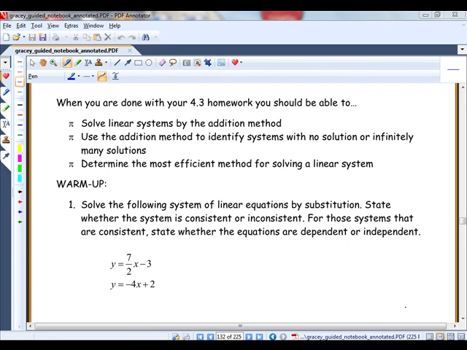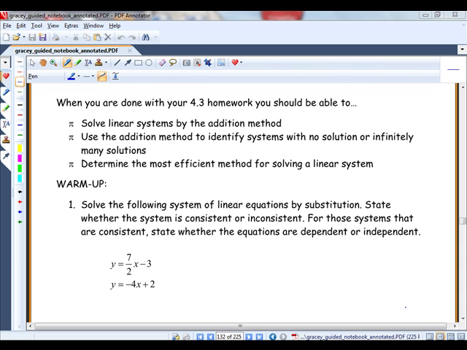We are covering section 4.3 today, which covers solving linear systems by the addition method. This is from the Blitzer Introductory and Intermediate Algebra for College Students textbook, and my name is Shannon Gracie. Here we go.